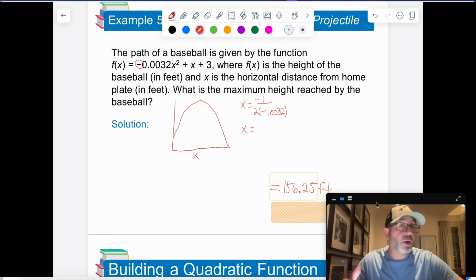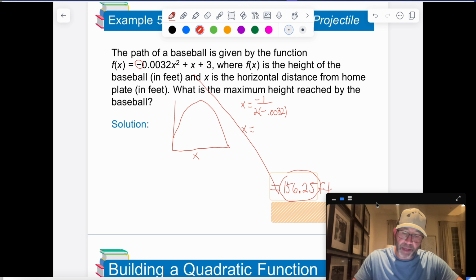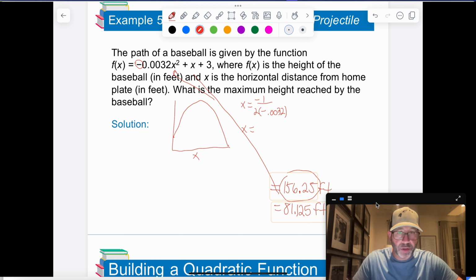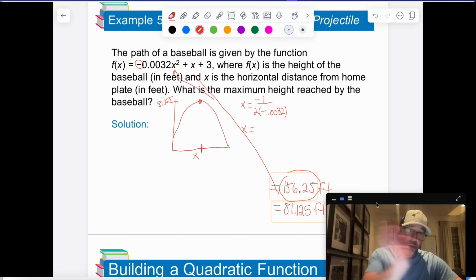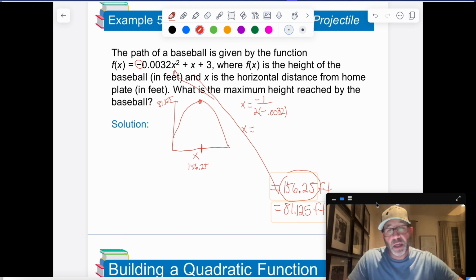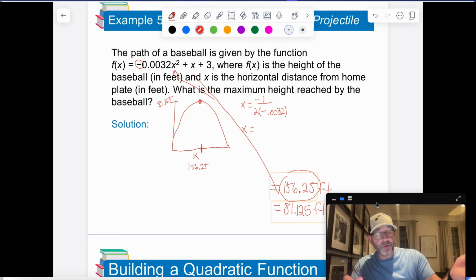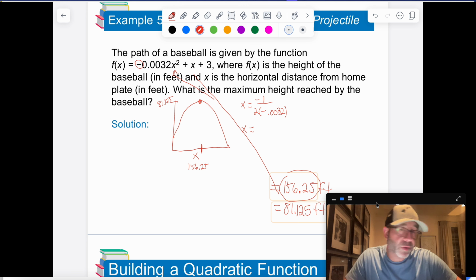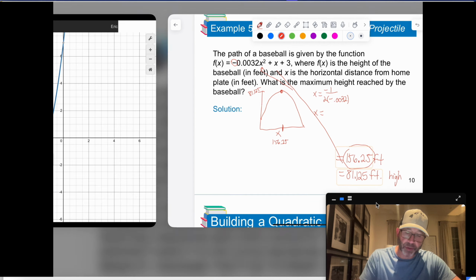So then the question becomes, how high can it go? If we take this 156.25 and plug it back into my function and solve, we'll get an answer of 81.125 feet. So that means the highest this will go is 81.125 feet, and the farthest it will go to get to that point, not all the way across, would be 156.25. And if we continued another 156.25, we would be at 312.5 for the total.